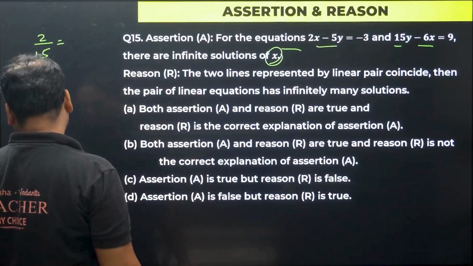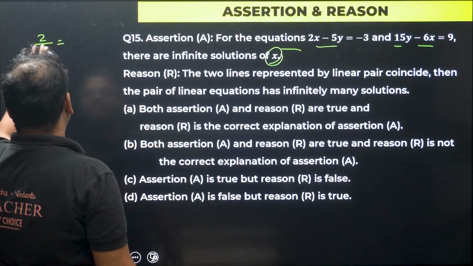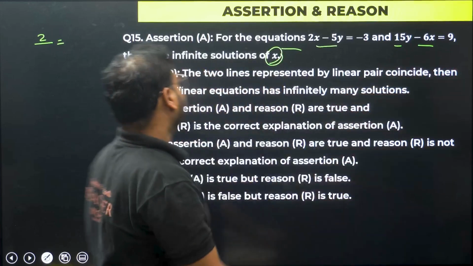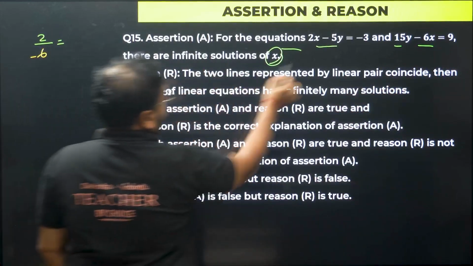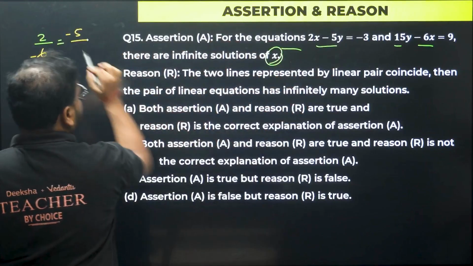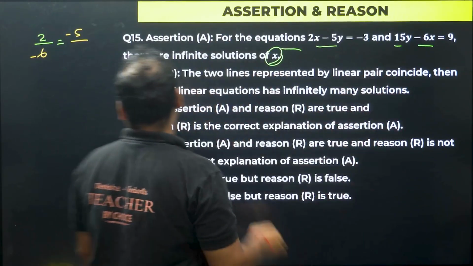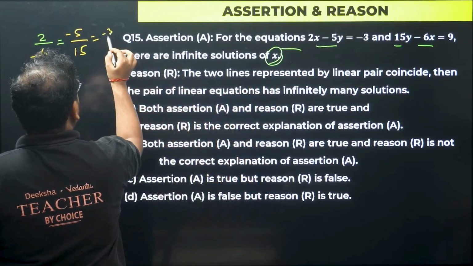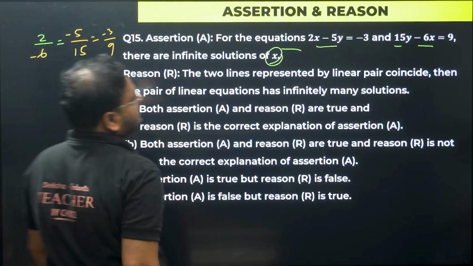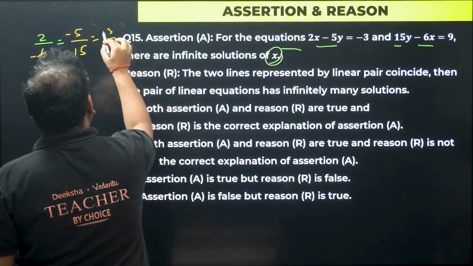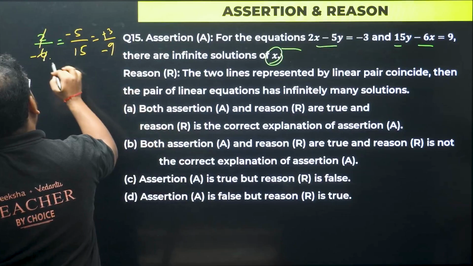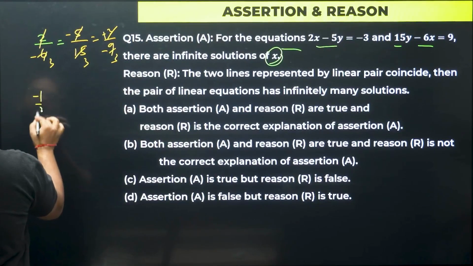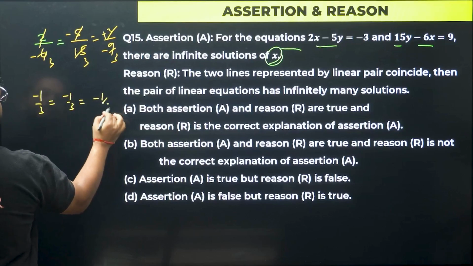Sorry, I made a mistake. What's the mistake? 2x with minus 6 we're going to take, right? So we have to take 2 upon minus 6. We have minus 5 over here for y divided by the y value, 15. And for this, minus 3 upon 9, basically plus 3 upon minus 9. What I get? 3, 3 and 3. So they're all equal to minus 1 by 3, minus 1 by 3 and minus 1 by 3.